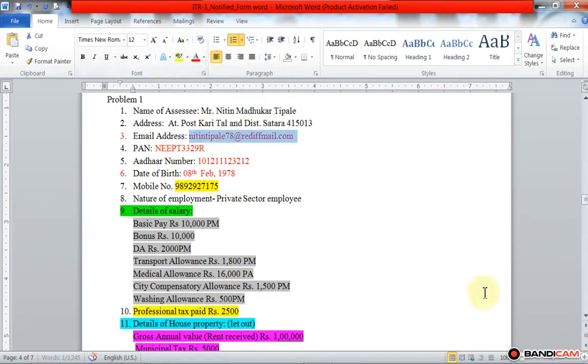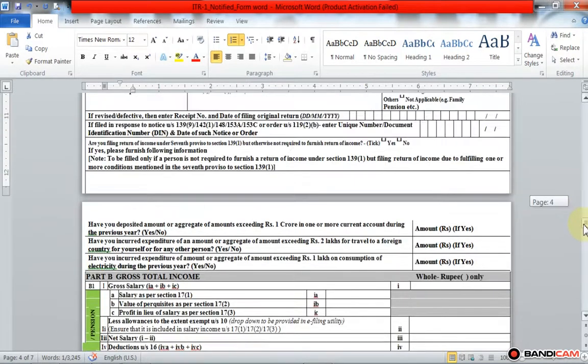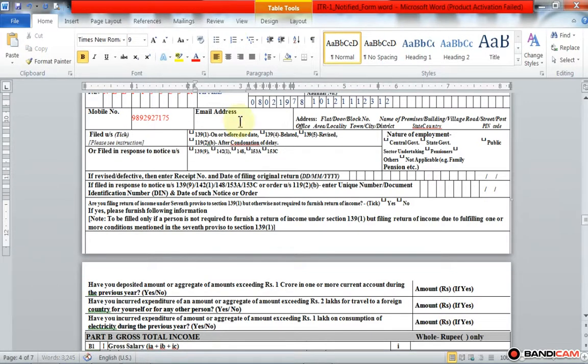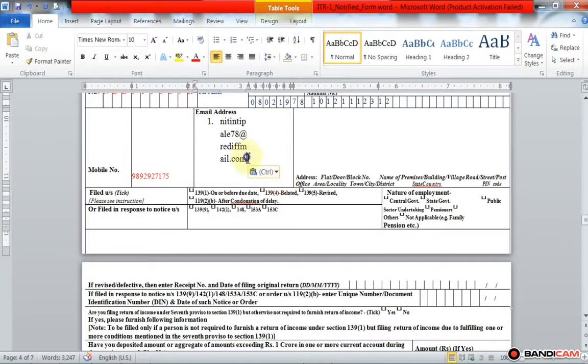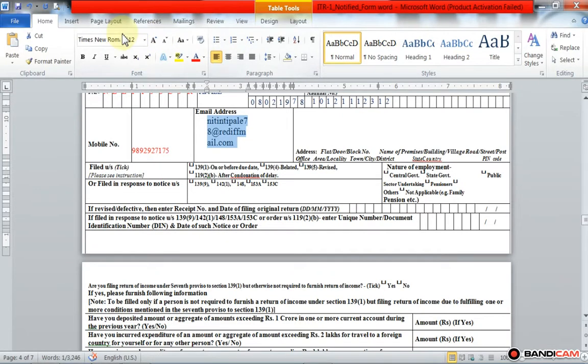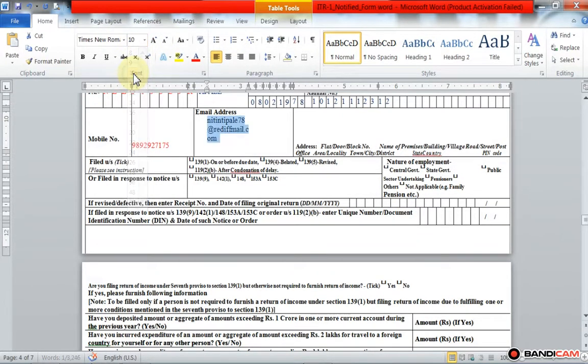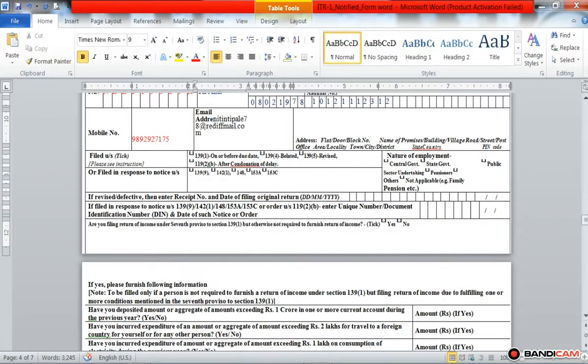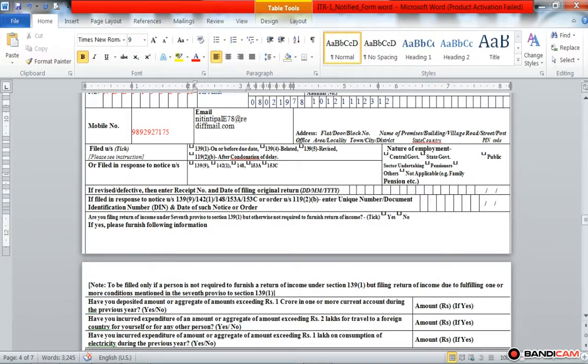Then email address. Email address is also provided here, that is Nitin Tipale 78@rediffmail.com. So put this email ID in email ID column. Here we write the email ID of the SSC.